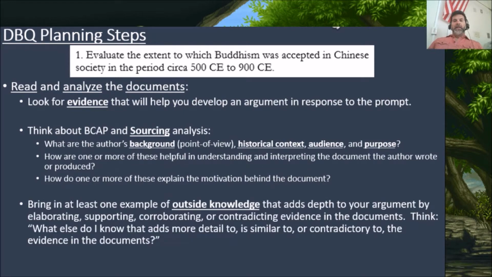Then, you should try to bring in at least one example of outside knowledge that adds depth to your argument by elaborating, supporting, corroborating, or contradicting evidence in the documents. Think, what else do I know about this topic that adds more detail to, is similar to, or is contradictory to the evidence in the documents? Just what is something not specifically mentioned in the documents I can bring in to help add more evidence to my arguments?